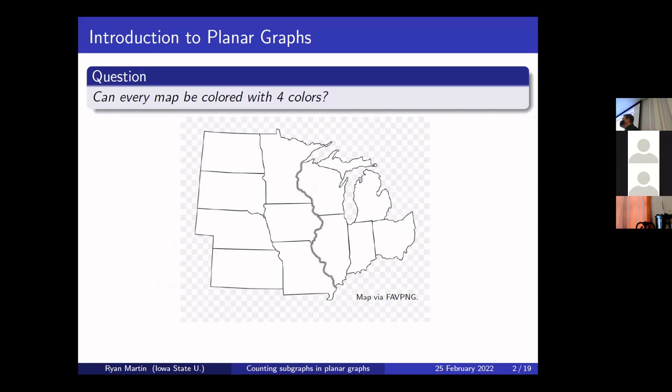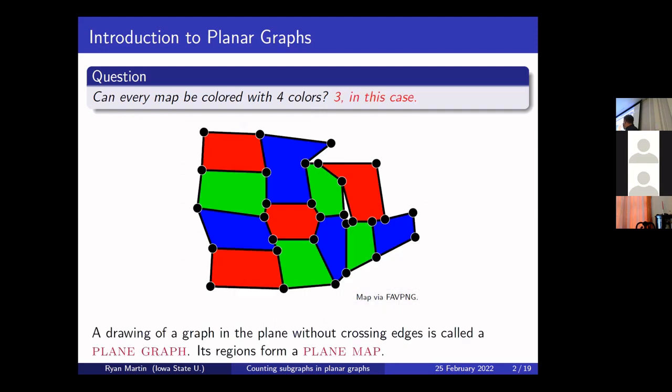Okay. So I think you all are familiar with this, but let me just start with the slide and the motivation for why one even considers planar graphs. The old question was, can every map be colored with four colors? A drawing of a graph in the plane without crossing edges is called a plane graph. Its regions form a plane map. So what you're seeing here is a plane map, and the graph with the vertices is a plane graph. We use the term plane graph to distinguish from planar. A plane graph is actually a drawing in the plane.